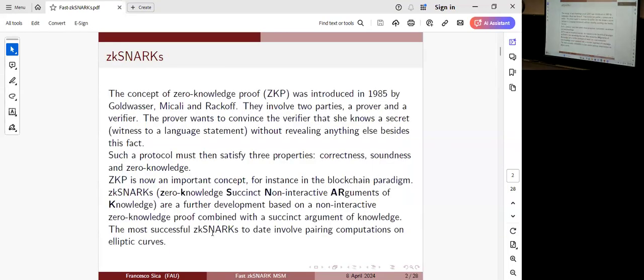So what I wanted to state in this presentation is that we were working on zkSNARKs that are used basically in Bitcoin transactions, like Zcash, and these use elliptic curves and pairing computations. And yeah, I need to introduce a bit about elliptic curves.